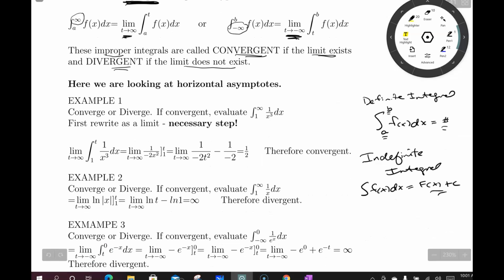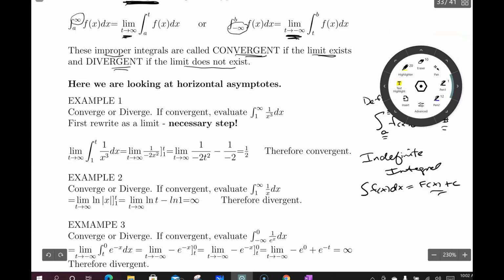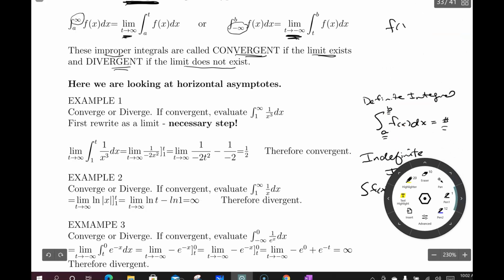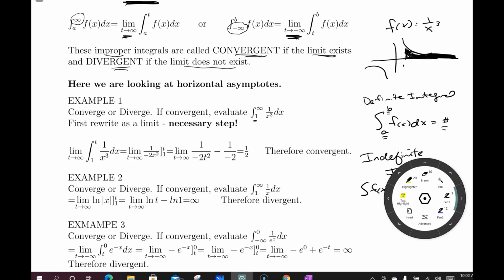So let's just get an idea here with this function, f of x equals 1 over x cubed. You know that looks like this, right? If I'm taking the integral from 1 to infinity, I'm trying to see if this area, starting at 1 and going out to infinity, if that infinite area adds up. Because the questions will always be converge or diverge. If convergent, evaluate, or find out what it converges to.